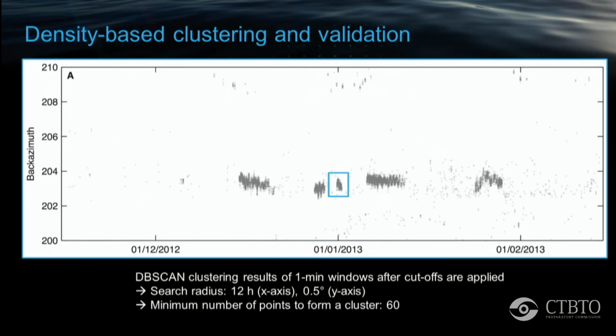The search radius here translates into 12 hours on the x-axis and into 0.5 degrees on the y-axis. And the minimum number of points in a cluster, I define those at 60. So we need 60 very coherent arrivals from the same angle over 12 hours for one cluster to be formed. If we do that, we can see here that we end up with exactly the five clusters that we would have also probably picked out just by eye, just by looking at the data.